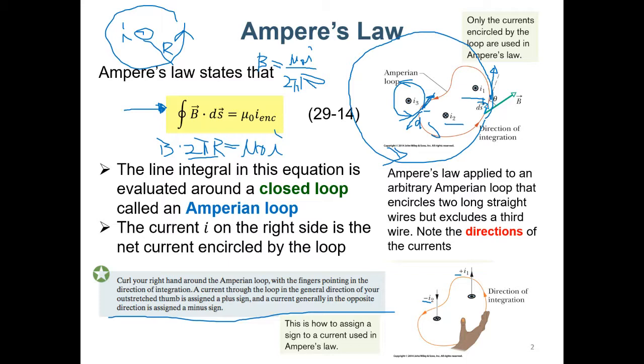So for that case, we can simplify the line integral of B dot ds to be something like B times 2 pi r equals mu 0 I. Then we can find that B will be mu 0 I over 2 pi r. And of course, the direction of the magnetic field should be determined by the right-hand rule. For a current pointing out of the plane, the magnetic field should be counterclockwise. Okay, it should be something like that.